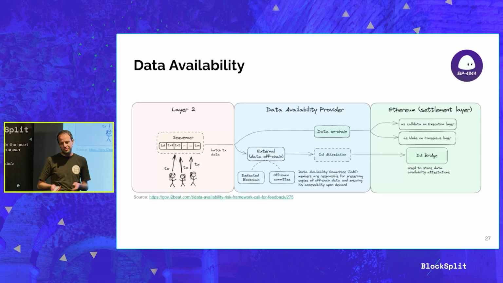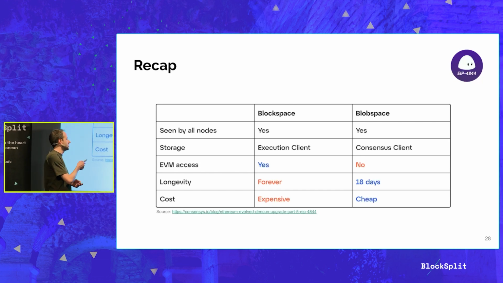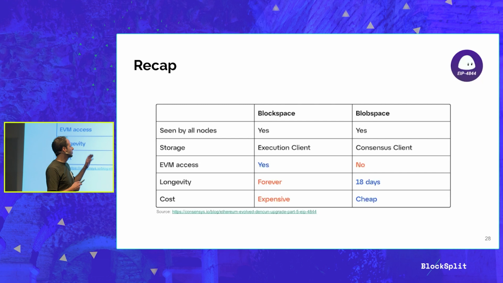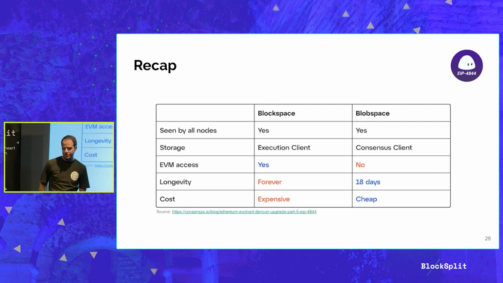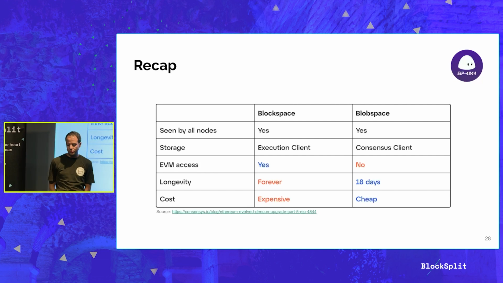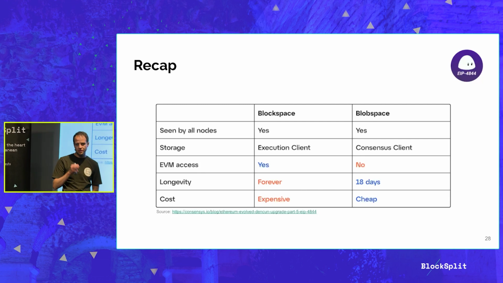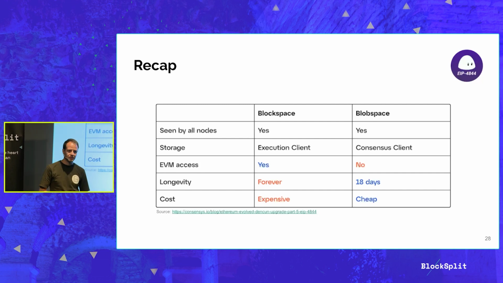This is only the start. And just to recap, we have two different spaces where we store the data. First, it was block space. It's stored on the execution client. The EVM has access to it. Now we added the blob space. The data is stored on the consensus layer. After 18 days, this data can be discarded. This enables us to basically have cheap transactions.